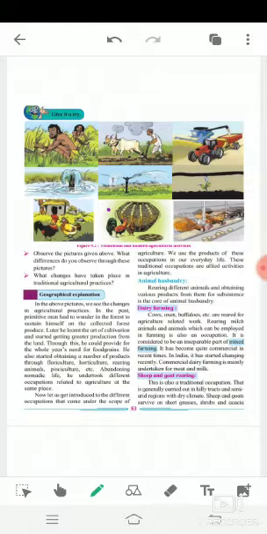Now go to animal husbandry. Rearing different animals and obtaining various products from them for subsistence is the core of animal husbandry. Means rearing different animals and obtaining various products from them for subsistence is the core of animal husbandry.